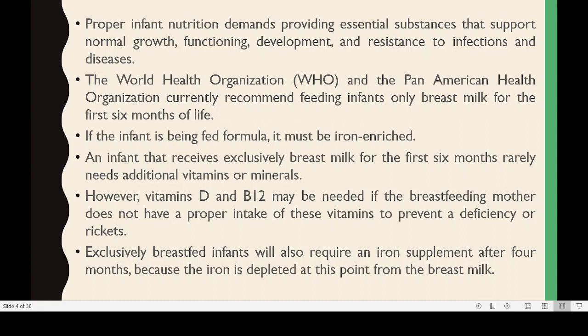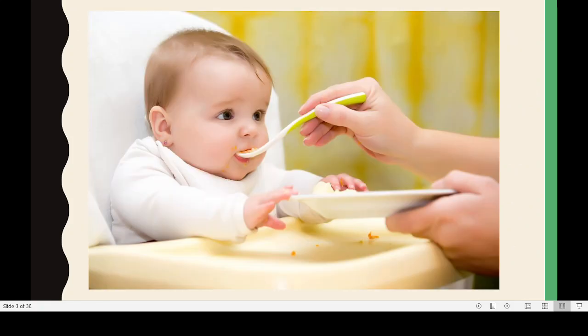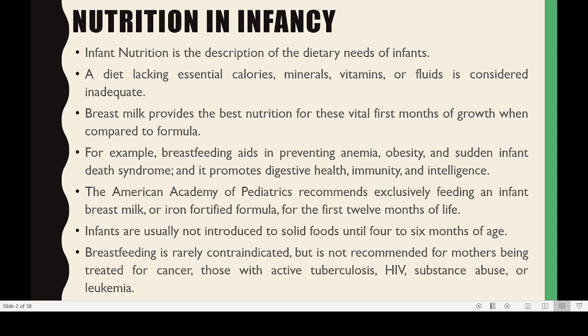So that is why generally we can take it into consideration that during the first 6 months of the baby's life, no other food is needed. If the infant is being fed formula, it must be iron fortified. Sometimes there are situations, for example, as we have already seen, where the mother is having cancer. In such a situation, it may not be possible to give breast milk, and the best milk is the iron fortified.